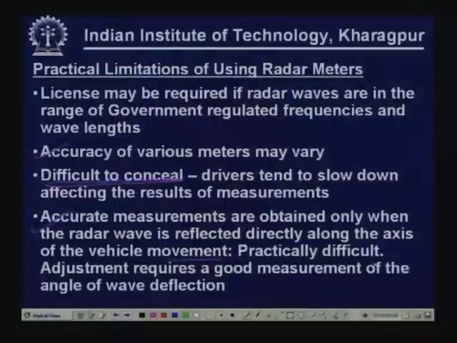So, normally the measurements are taken by standing by the side of the road. If you are standing by the side of the road and targeting the vehicle, then the measurement is at an angle. So, it may be required to apply corrections. It is practically difficult, and adjustment requires a good measurement of the angle of wave deflection. Once you know this wave deflection, maybe some level of corrections one can apply.